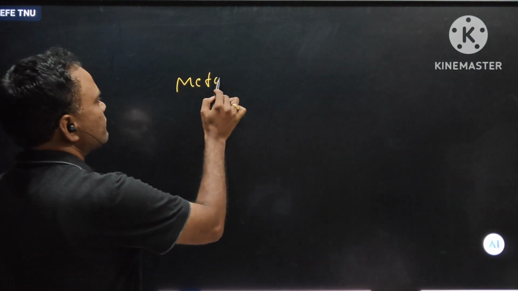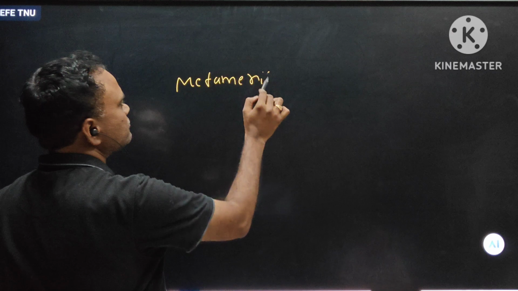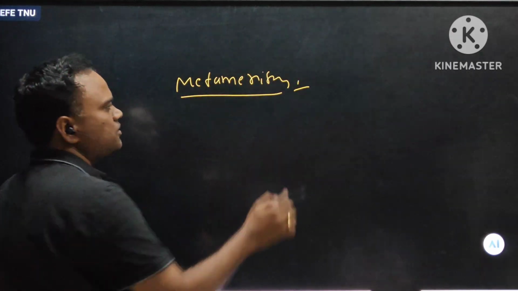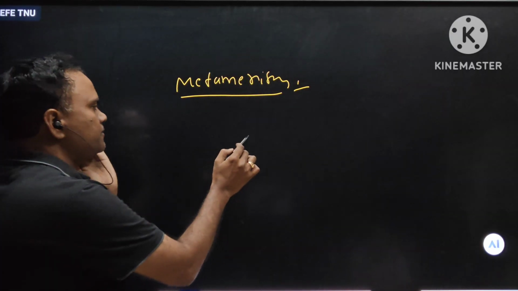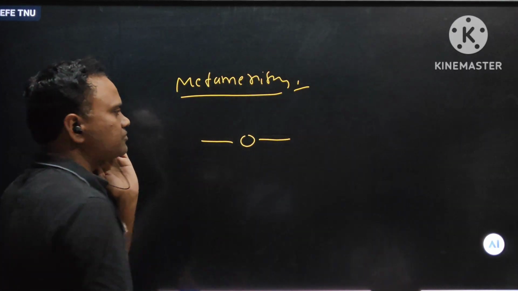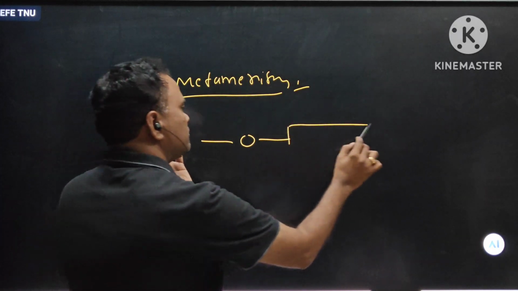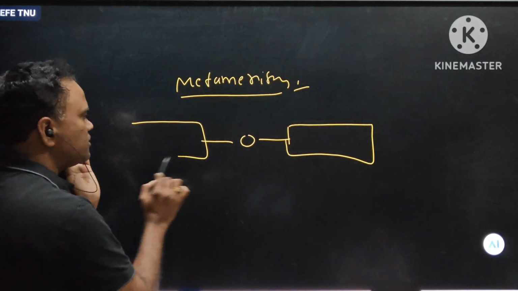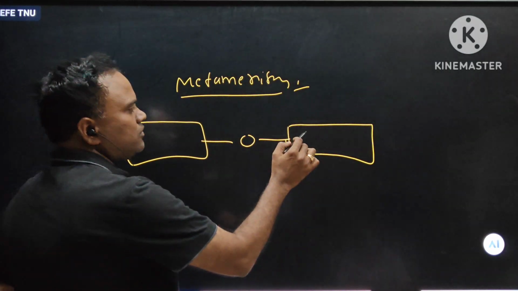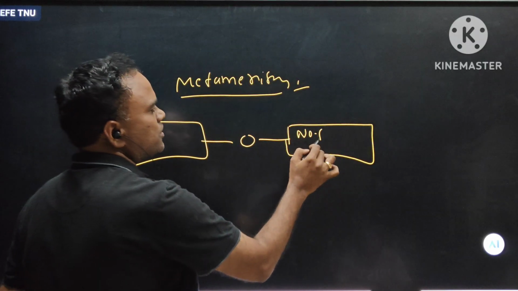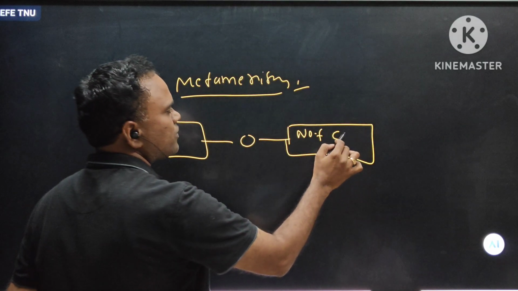Metamerism. What is the definition of metamerism? Ethers show metamers with unequal carbons. Very good. See, this is one side chain and this is the other side chain, ROR. Here let us consider the number of carbons. The number of carbons is 1.